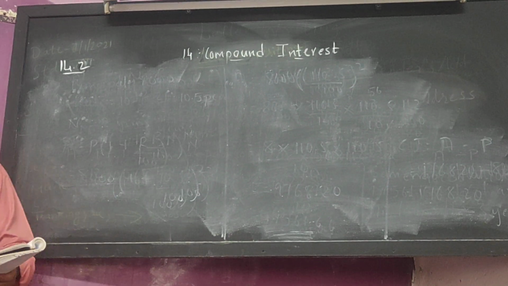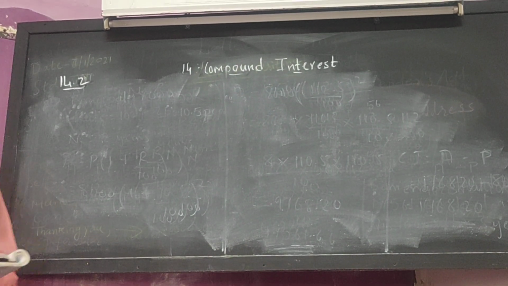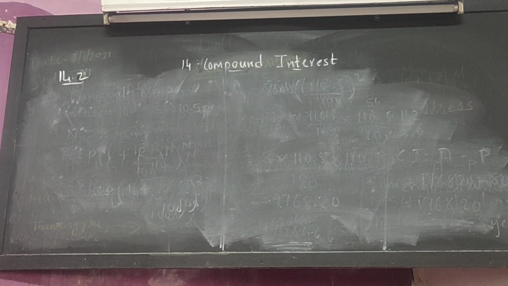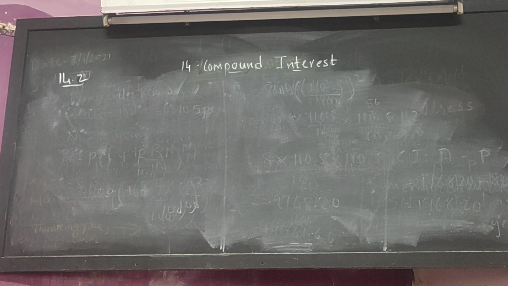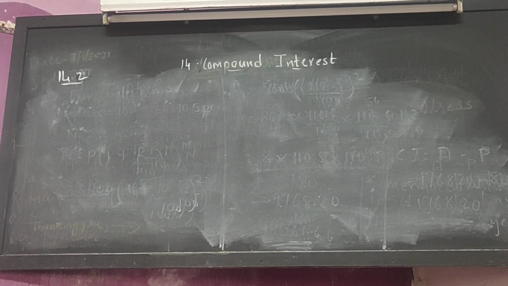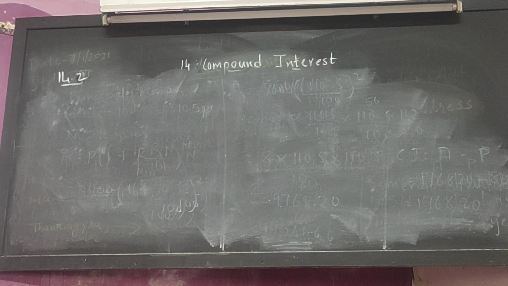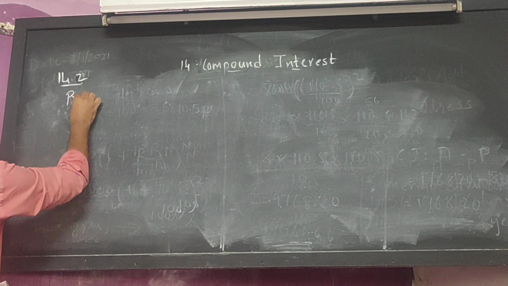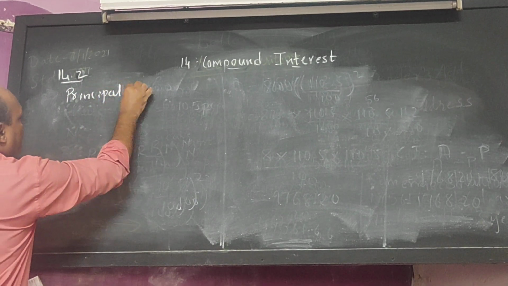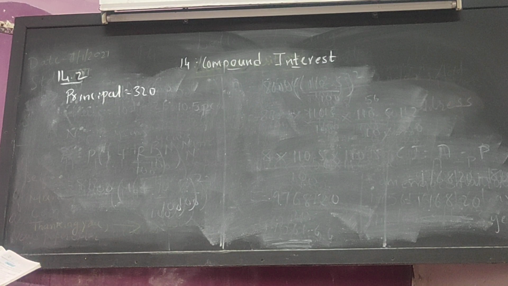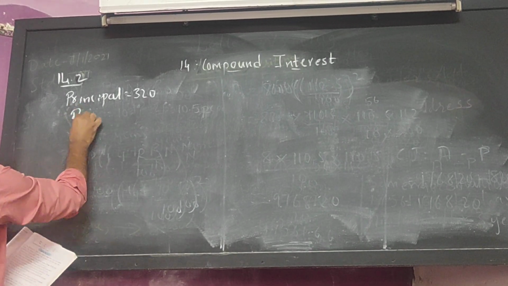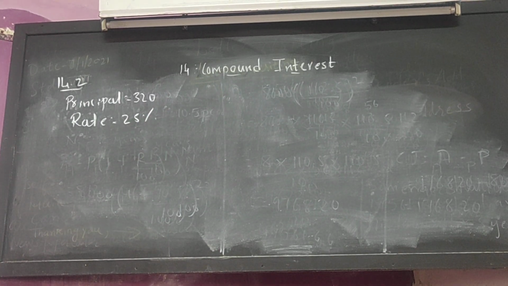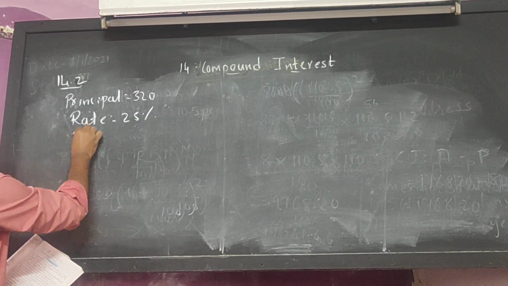On the construction work of a flyover bridge, there are 320 workers initially. The number of workers is increased by 25% every year. Find the number of workers after 2 years. Here also the number of workers we will consider as the amount after 2 years. Initially 320 workers are given, that we will consider principal. Principal is equal to 320. Rate is given as 25% increase, increase means R will be positive, and N is given as 2.